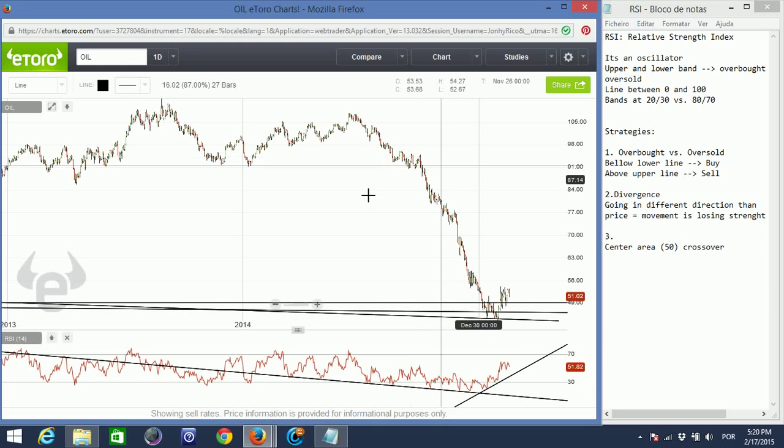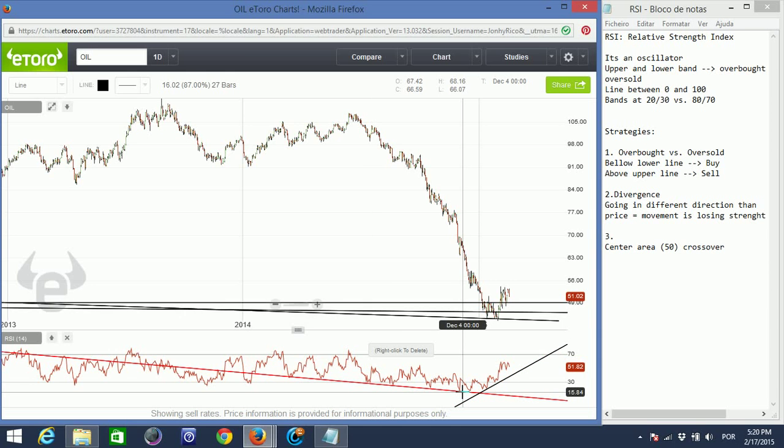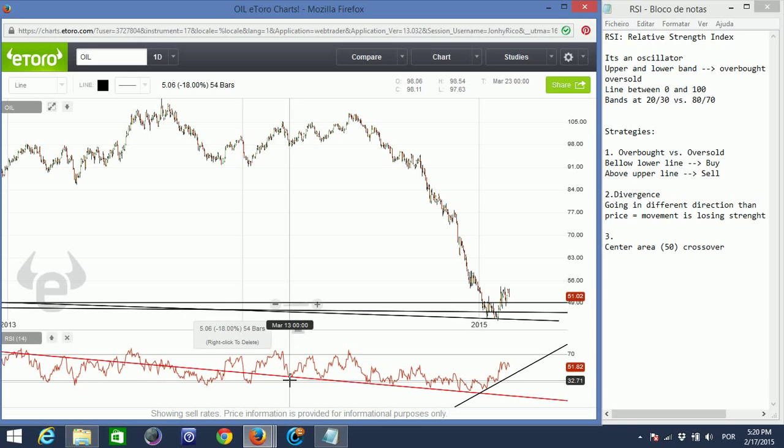In this entire area here, it's easy to read, right? Because the price is going down and the RSI is agreeing with the price going down as well. But over there, it was already telling us that it could go down. Can you see the lower lows?